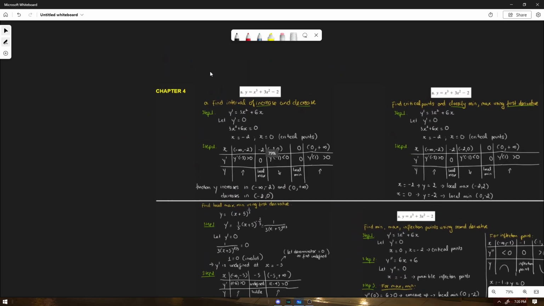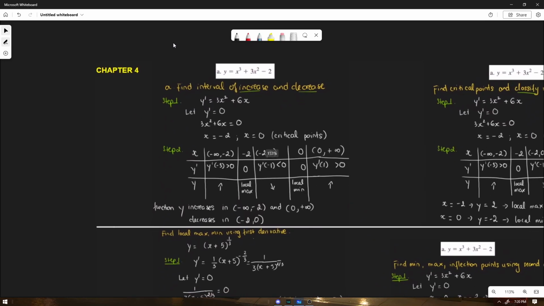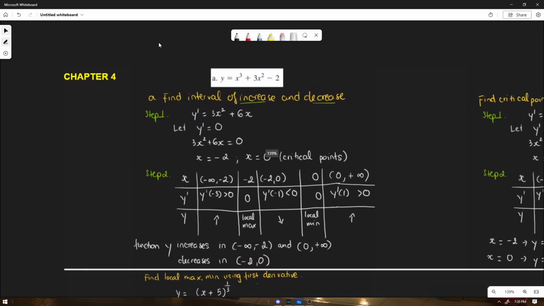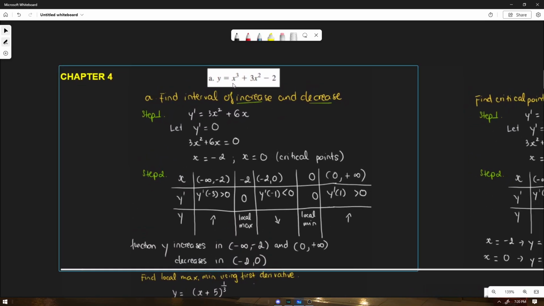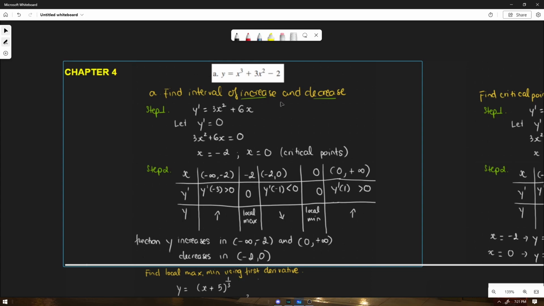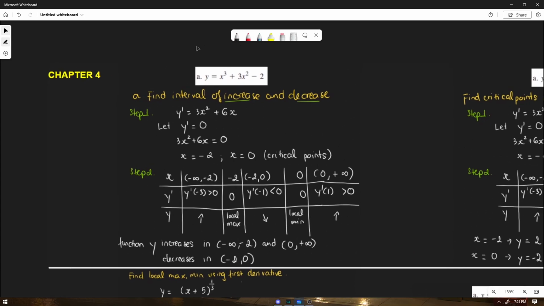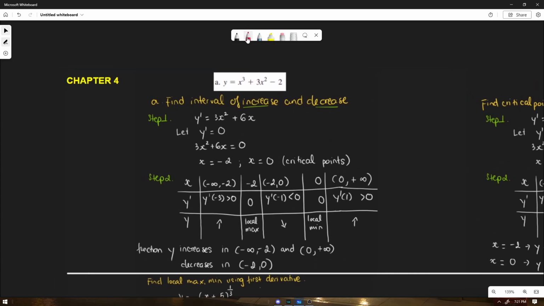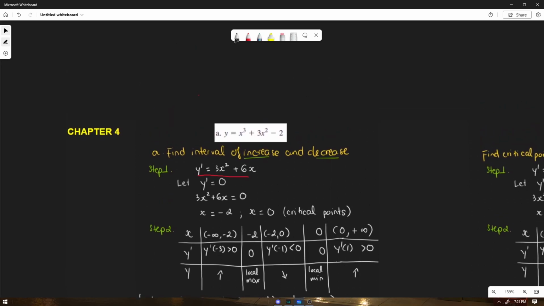Alright, so this is the very first thing that we should be learning. When we have an equation like this, the first thing we would do to find the interval of increase and decrease is actually y prime, which is right here.